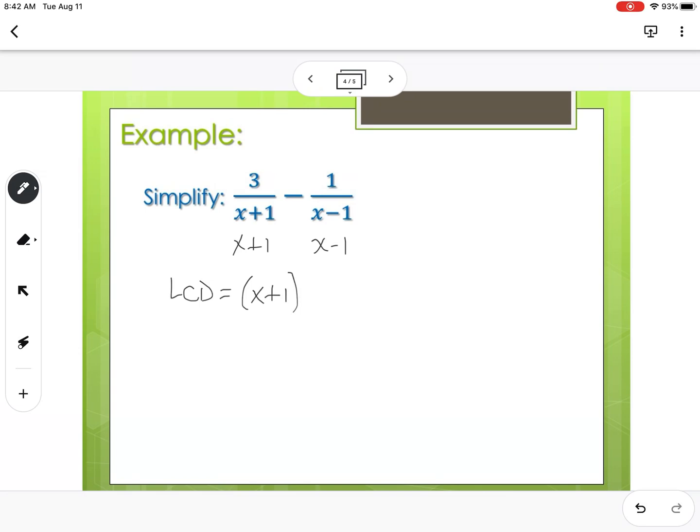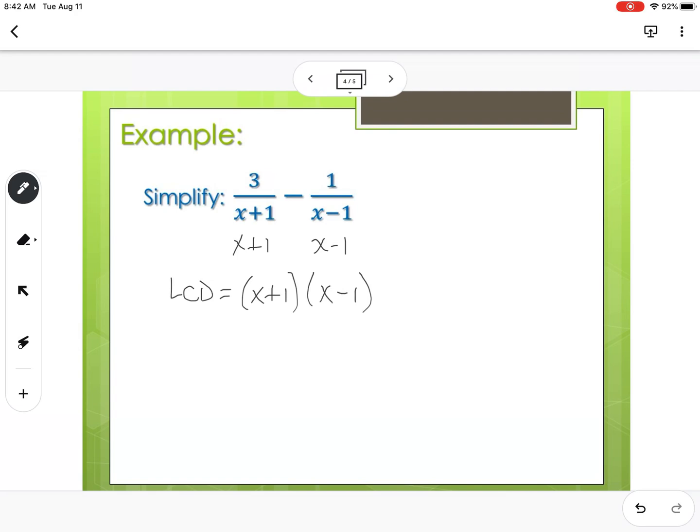Now I look to the second denominator to see if I've seen that already. Well, I have not seen an x minus 1 in the LCD. You might say, well, Mr. B, there's an x and a 1 there. Yeah, that's true, but it's a group. So if I don't see that exactly, x minus 1, then I need to bring it down. So I'm going to bring down another group, x minus 1. All right, so now I have my LCD done.